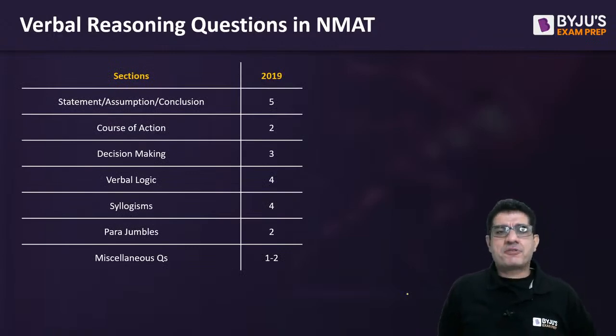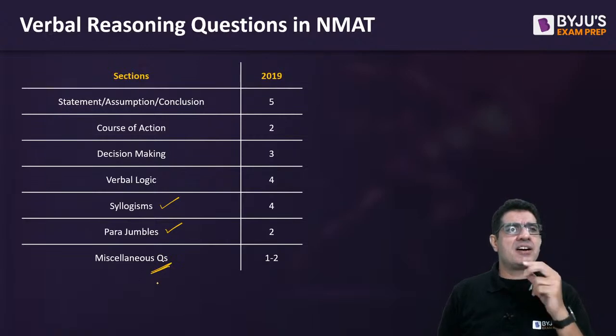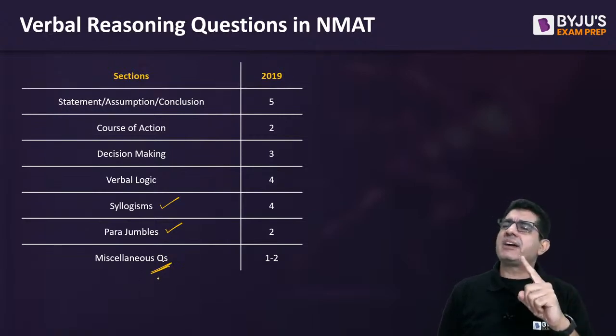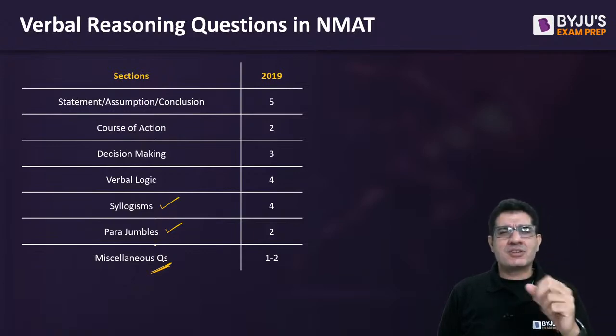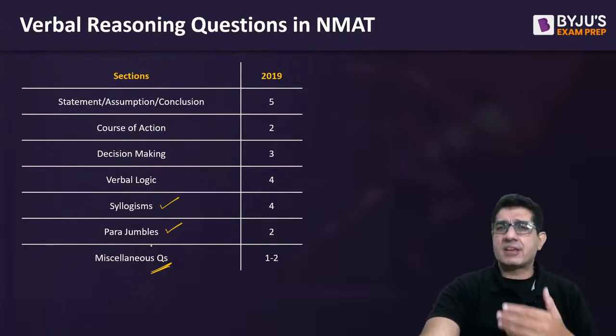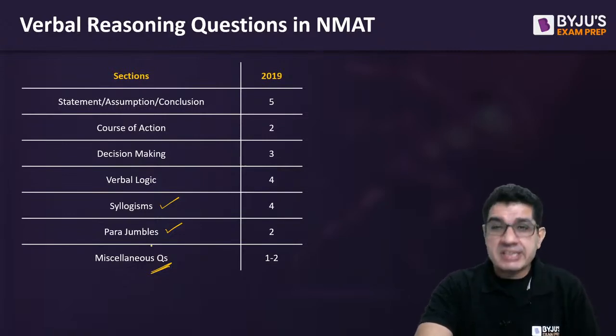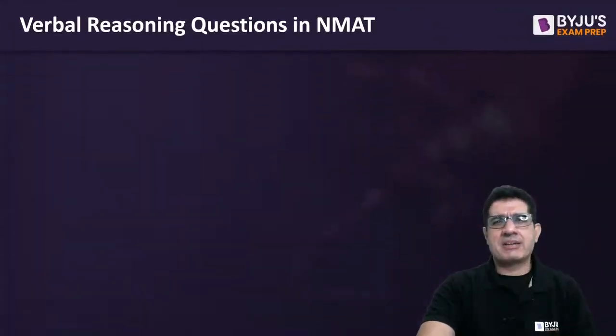So you notice, apart from the different question types that we talked about already, we actually had syllogism based questions. We had questions that tested our understanding of parajumbles. And then when I say miscellaneous, we actually had questions like strong and weak argument. We had this one summary question. So 1 or 2 of those questions as well. So if you look at all the chapters that you need to be very thorough with in order to feel absolutely comfortable dealing with the verbal reasoning questions in NMAT, let's go ahead and look at them one by one.